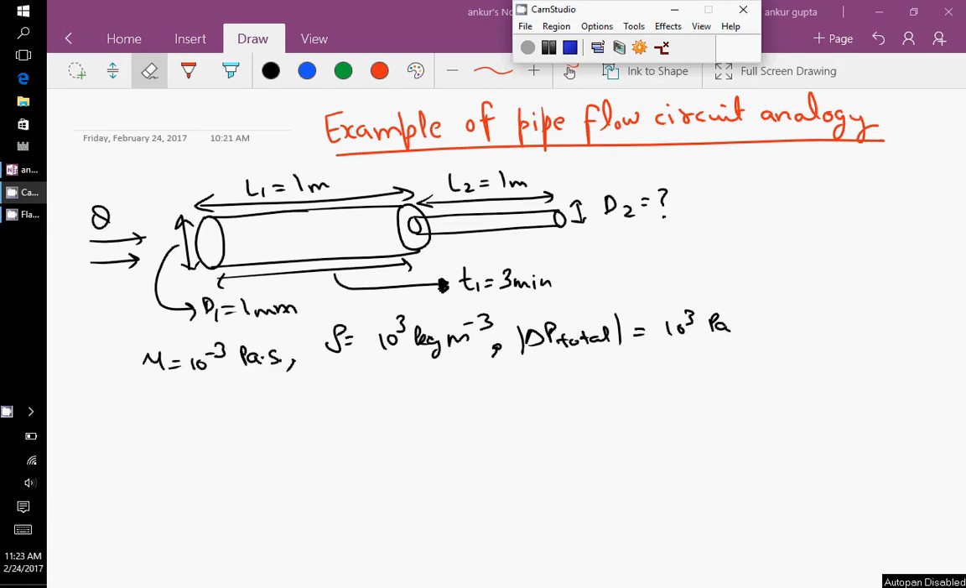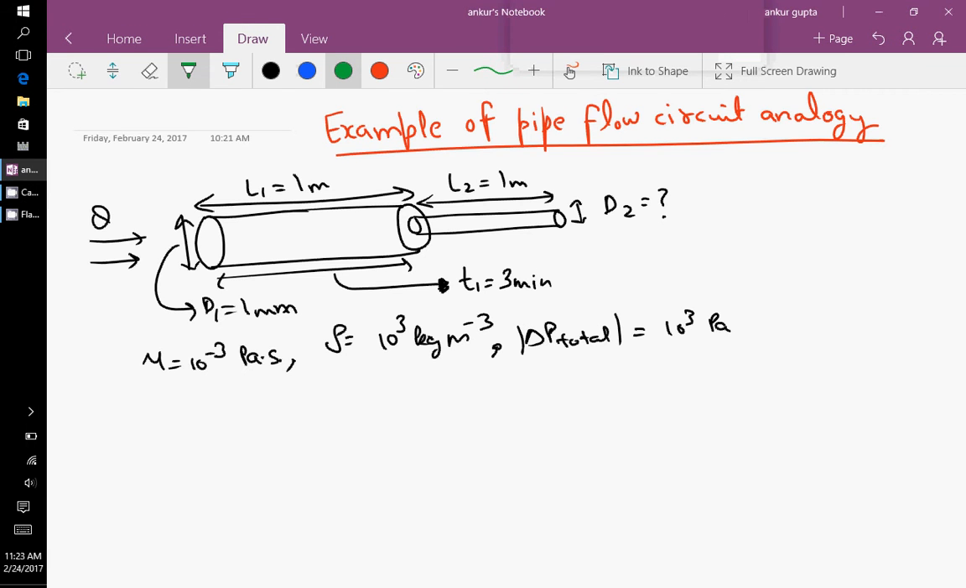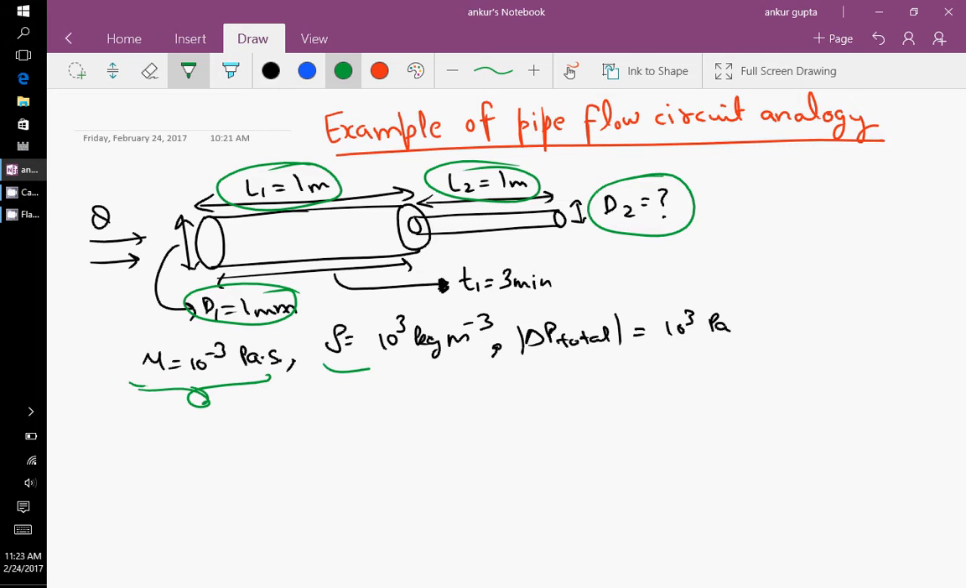So let me explain the problem that has been given to us. We have two pipes which are connected to each other as shown here. There is pipe 1 with length L1 equal to 1 meter, and pipe 2 with length also equal to 1 meter. The first pipe has diameter 1 millimeter and the second pipe's diameter is unknown. Water is flowing through both pipes, and the flow rate has not been given to us. But we know that the viscosity of water is 10 to the power minus 3 pascal second, and density is 10 to the power 3 kg per meter cube.